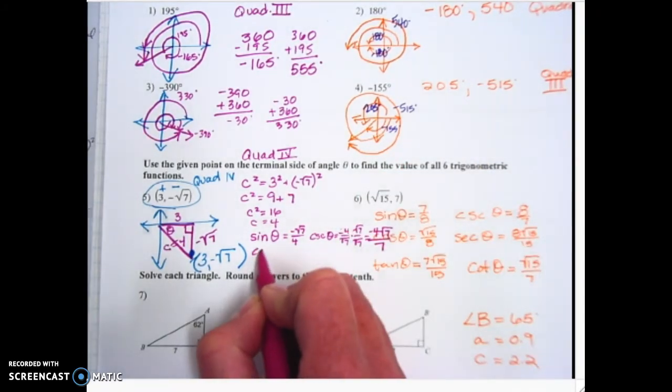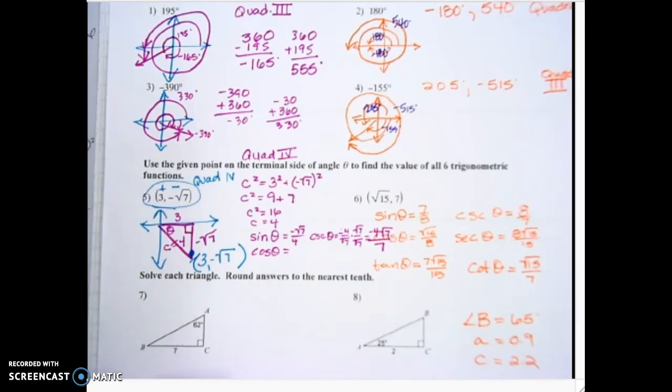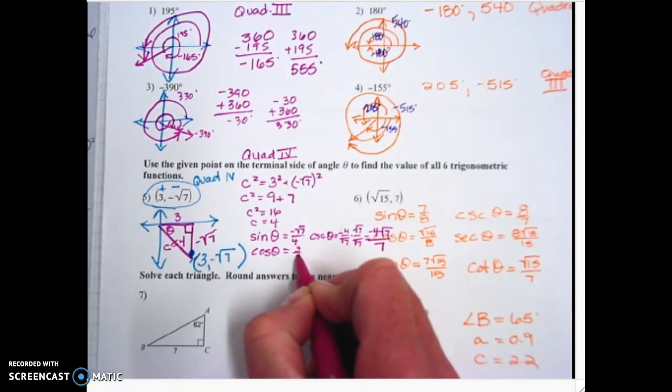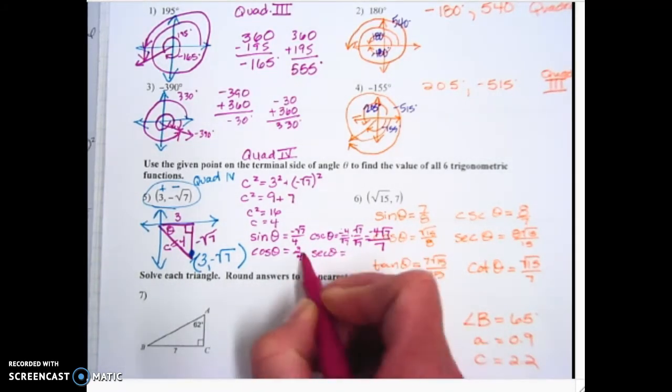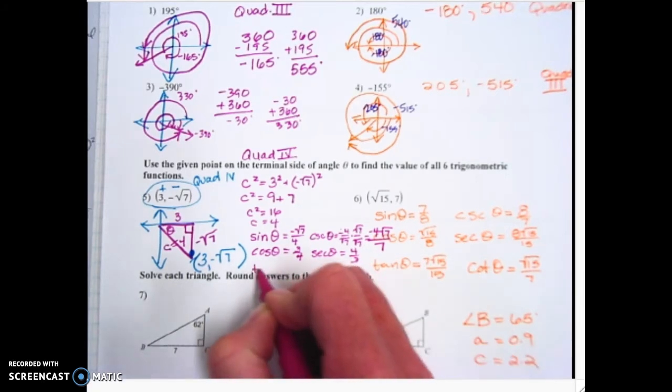Now let's do the cosine. Cosine is adjacent over hypotenuse, so it's going to be 3 over 4. And then when we go to get the secant, we're just going to get the reciprocal, which is 4 over 3. Now let's do the tangent.